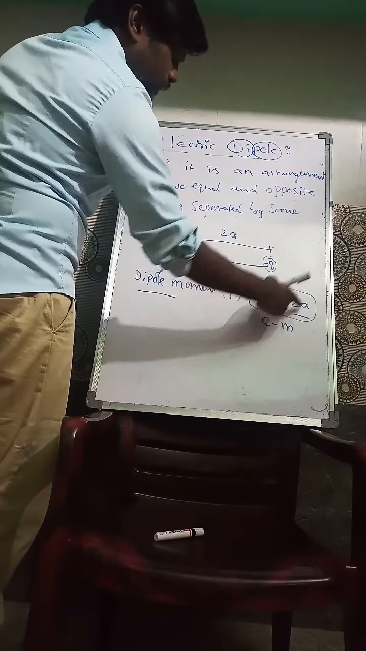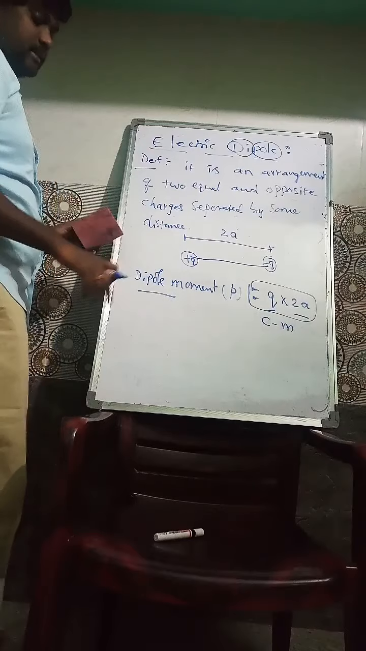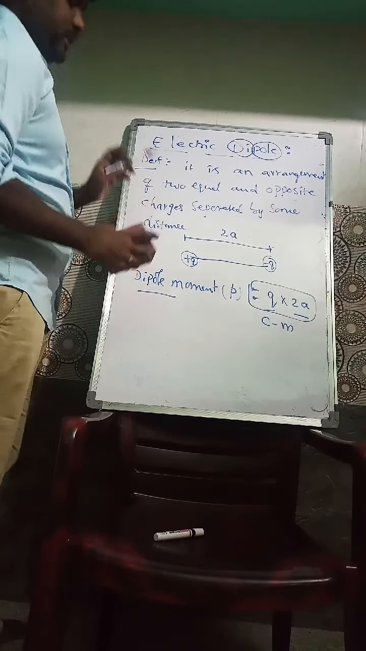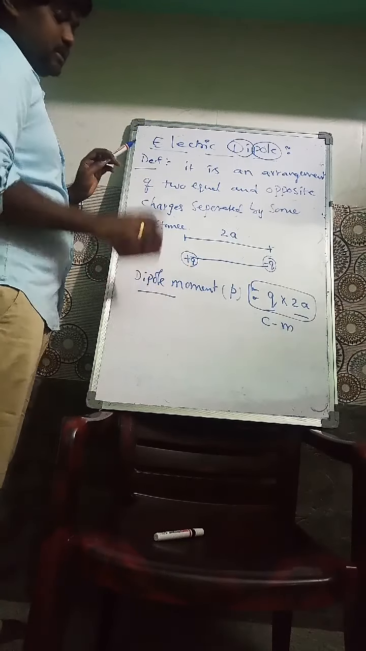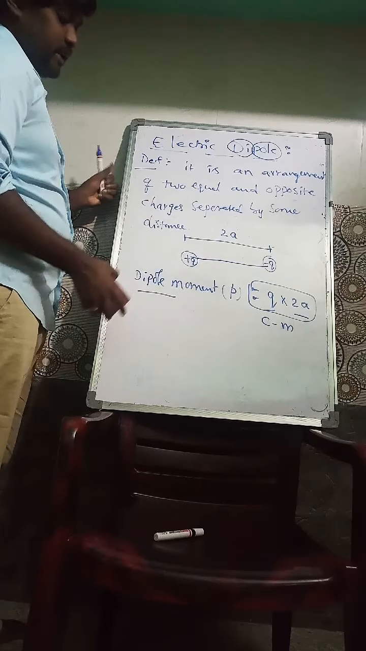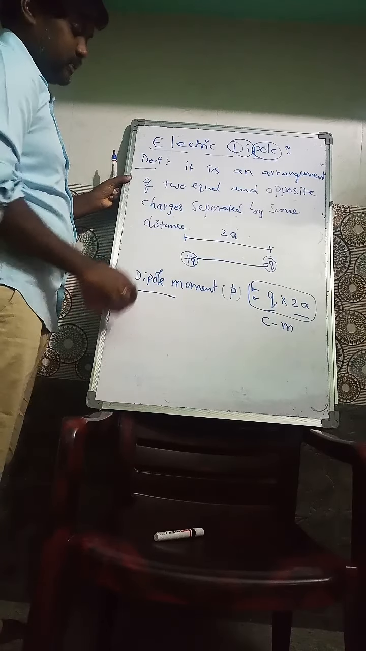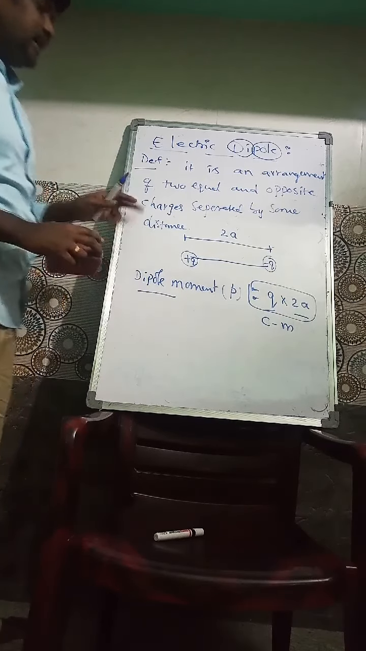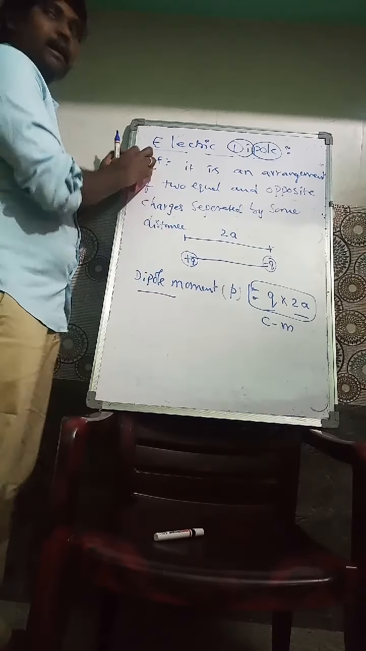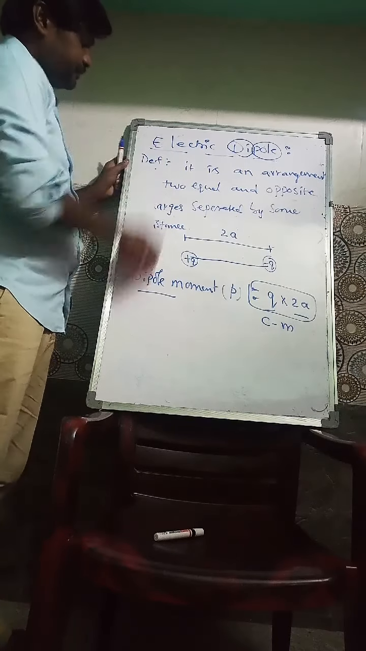This is coulomb and this is meter. This is the dipole moment. We are going to use this in the next derivations, so please remember this formula. All in all, this is the definition and the basic information about the electric dipole.